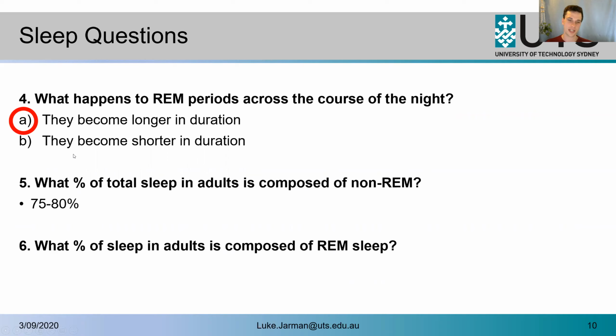Question 5, what percentage of total sleep in adults is composed of non-REM? So it's 75 to 80%, and it's the opposite for REM sleep.